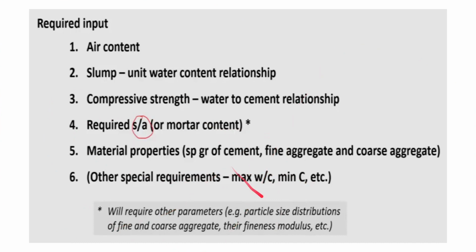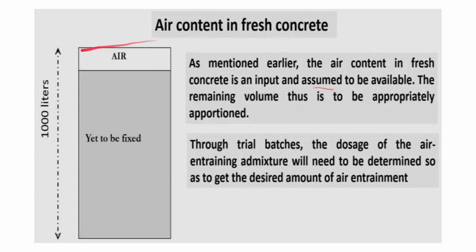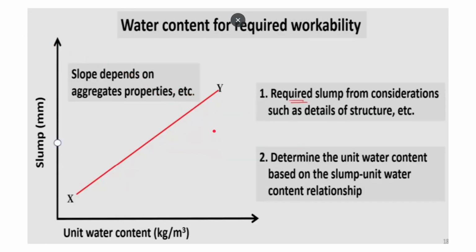So let us go through them now. First, as we saw, is the air content. As mentioned earlier, the air content in fresh concrete is an input and assumed to be available. It is dependent mainly on the coarse aggregate. If you see the IS 10262 code, based on that we assume the air content. Otherwise, through trial batches, we can design the dosage of the air entraining admixture so that we have the exact amount of air entrainment, the pores, which we want the concrete to have. So that was the first case.